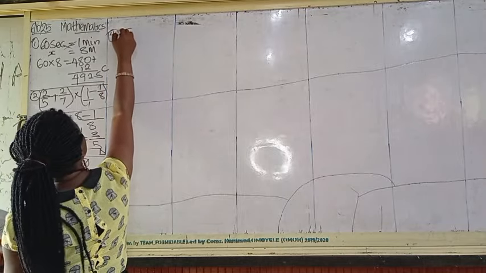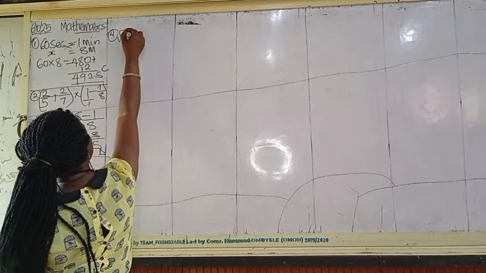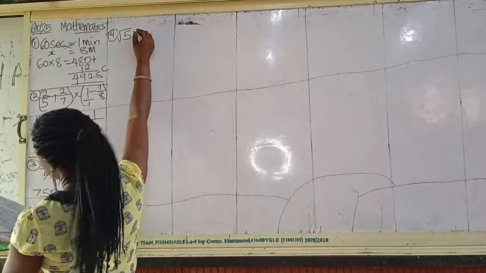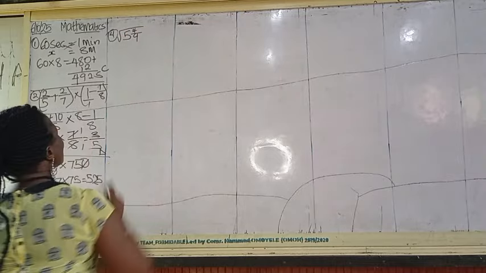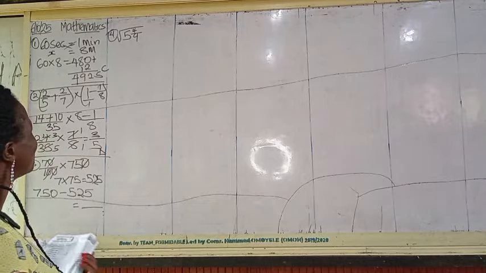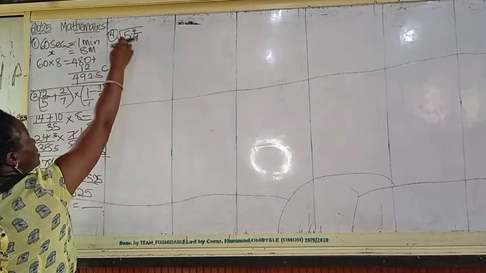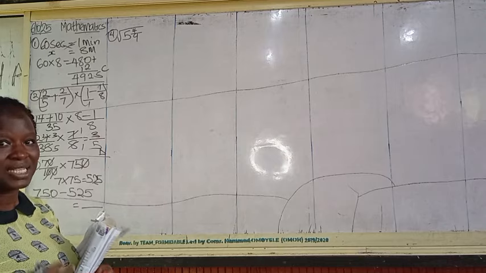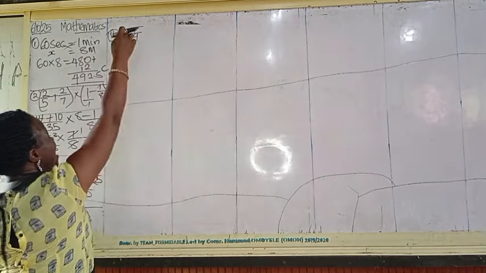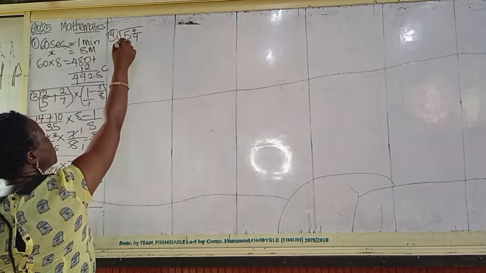We have this 5 whole number 4/9. So we are taught to simplify that. What are we going to do first? 5 times 9, that is 45. 45 plus the 4, that is 49.